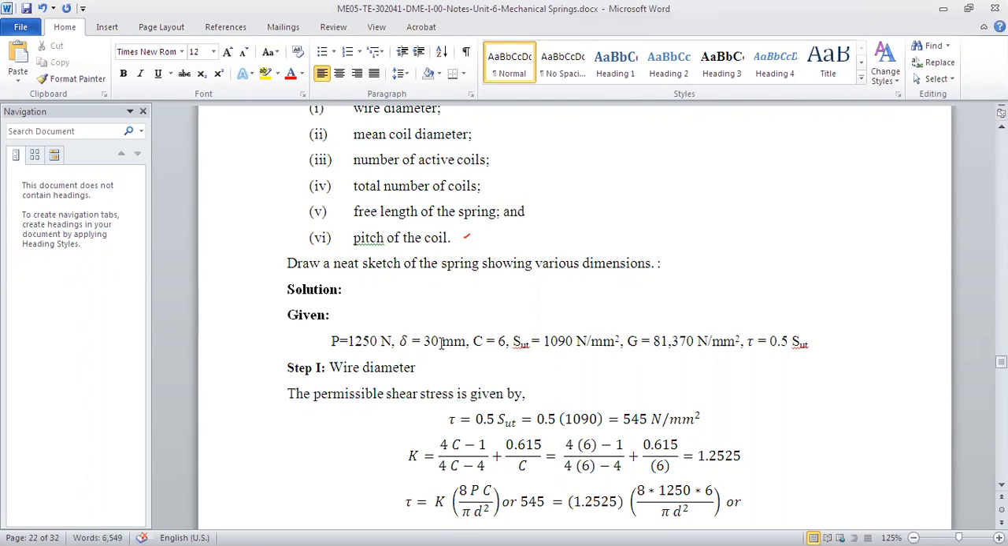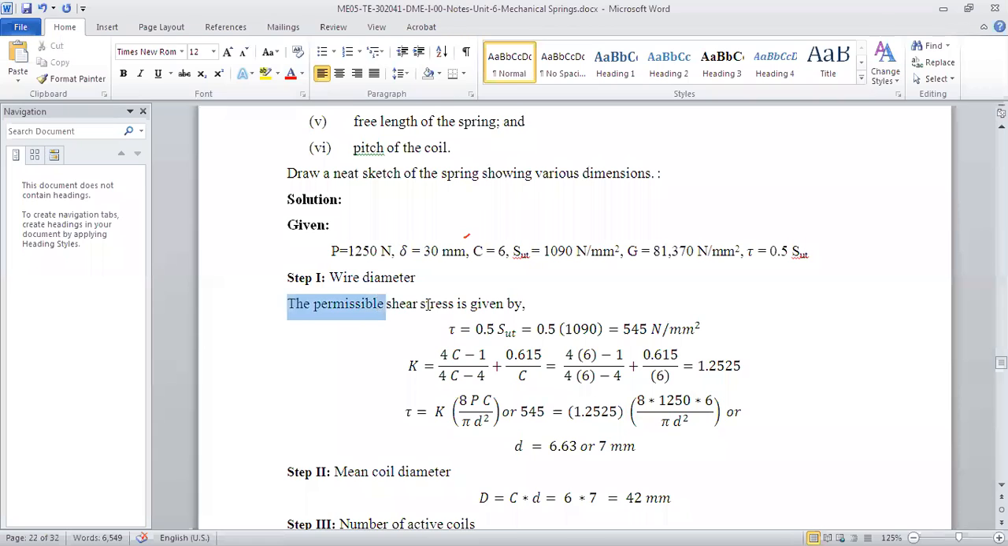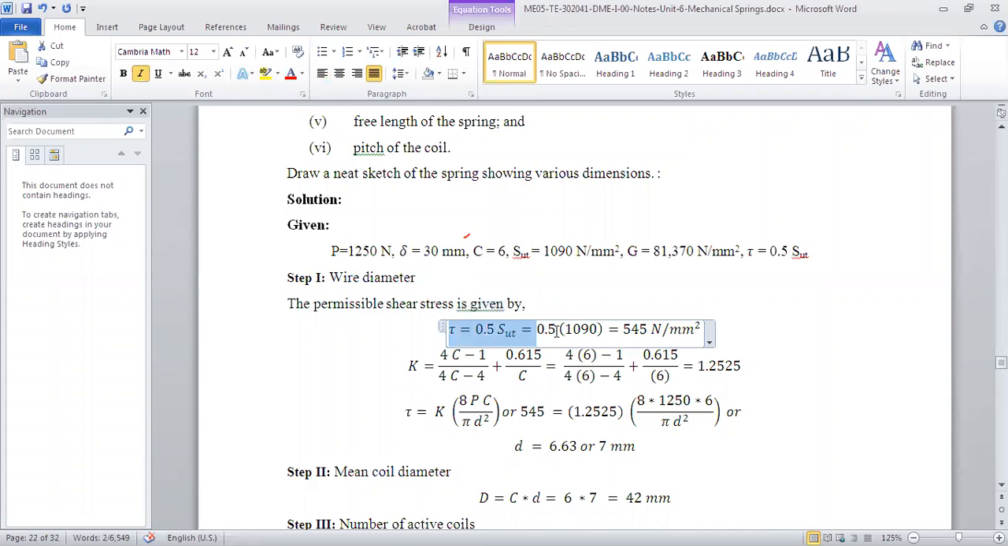Okay, so first we'll find out the wire diameter, that is small d. So we know tau is equal to 0.5 of SUT, so it is 545 Newton per mm square, 0.5 of 1090, and wall factor K is equal to 4C minus 1 upon 4C minus 4 plus 0.615 upon C. That C is given as 6. So inputting this in the formula, your wall factor comes to 1.2525.